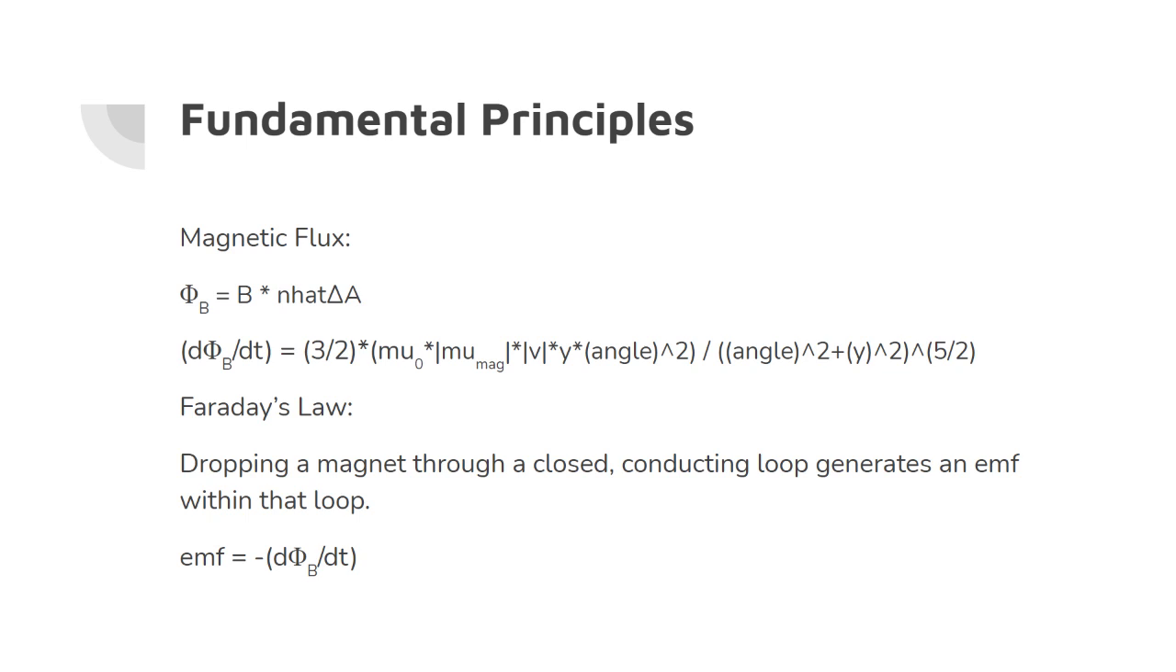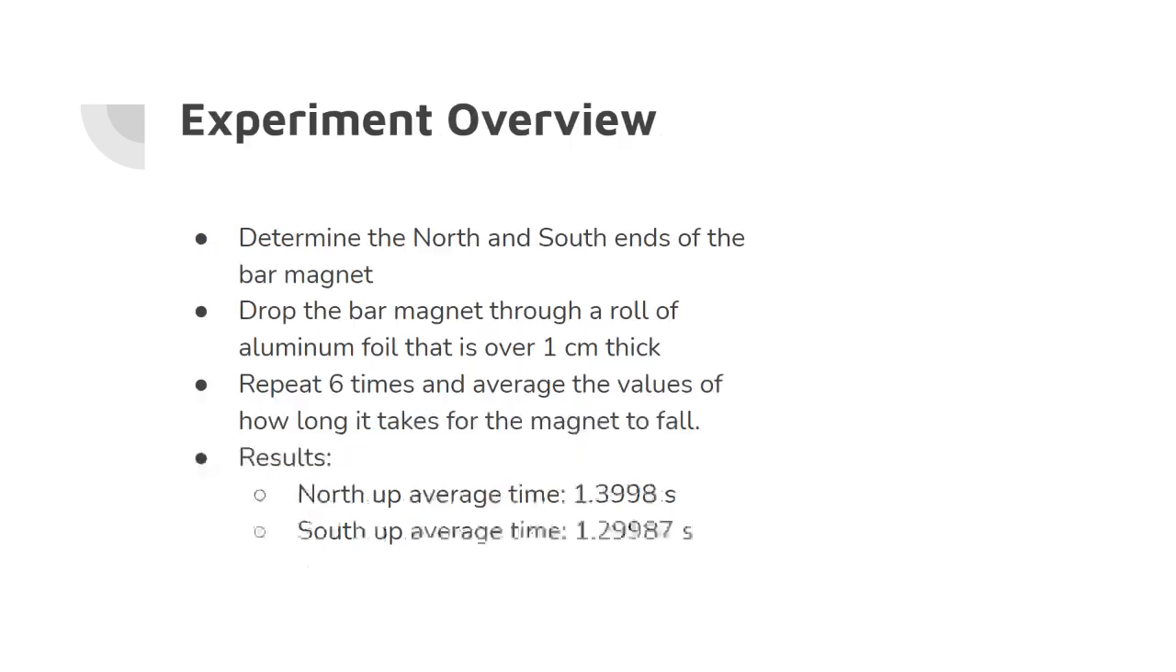And for Faraday's law, pretty much when you drop a magnet through a closed conducting loop, it generates an EMF within that loop. And so that EMF is just equal to the negative change in magnetic flux over change in time.